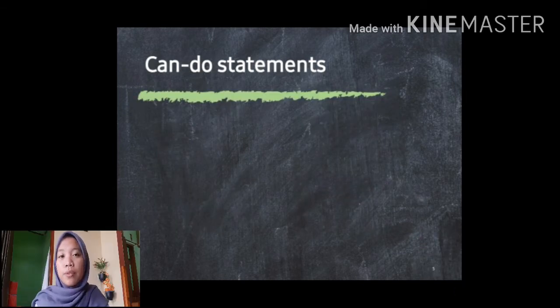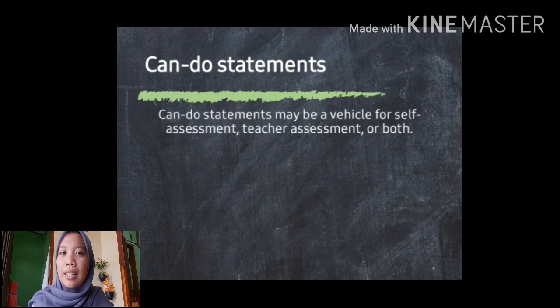And we move to the next topic. In recent years, many language programs have developed can-do statements which translate the criteria that define different levels in their programs into actions that operationalize mastery and progress from one level of a program to the next. Can-do statements may be a vehicle for self-assessment, teacher assessment, or both.